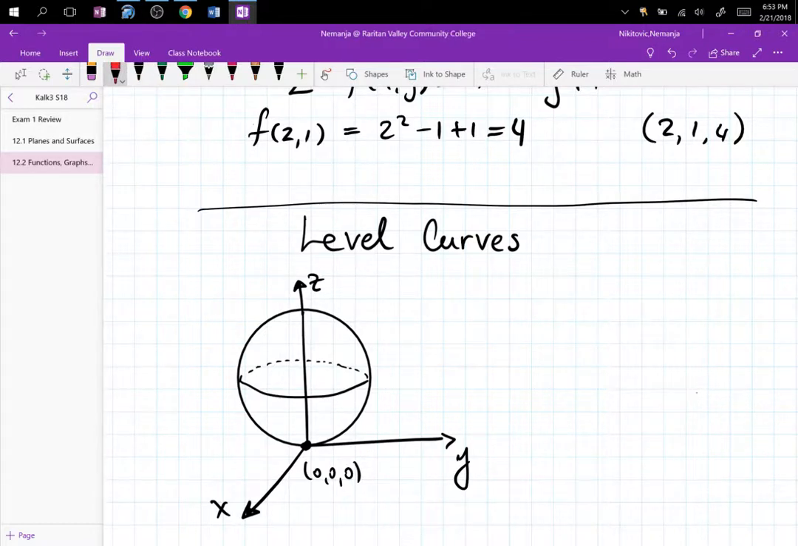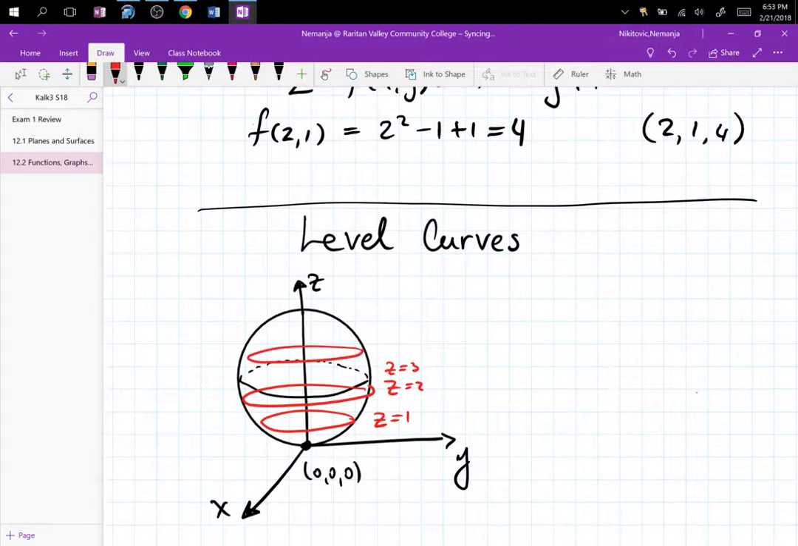So there's a cut right here with z equals to 1. Cut right here with z equals to 2. And z equals to 3. And z equals to 4. And z equals to 5. And the single point z equals to 6 on top. So what am I doing here? What am I getting? I'm getting circles.